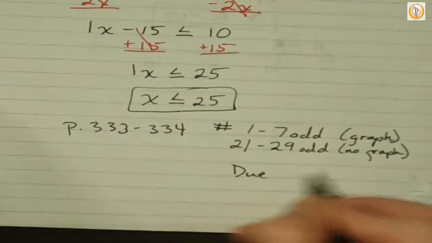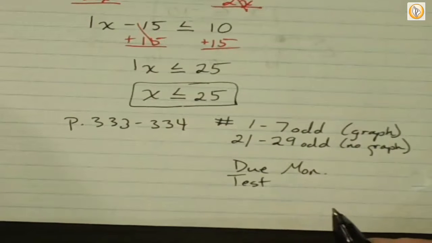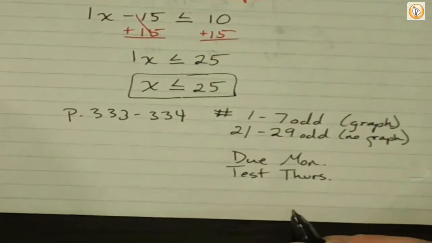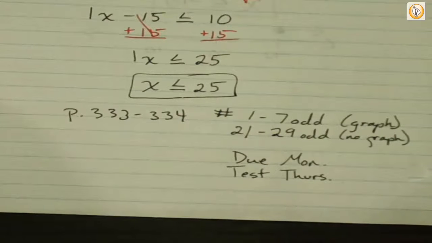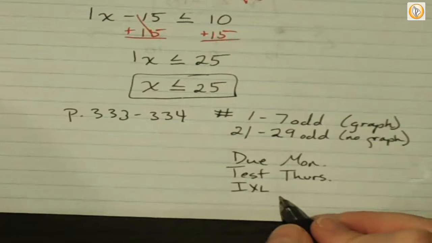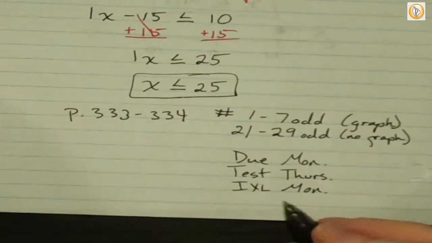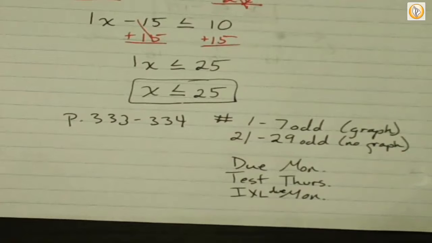This is due Monday. Your test, actually no, it's going to have to be Thursday because I'm going to be gone on Tuesday, so we're going to review Monday and Wednesday and then test Thursday. And when's your IXL due? I think it's Monday. So 9 problems in total. All right.